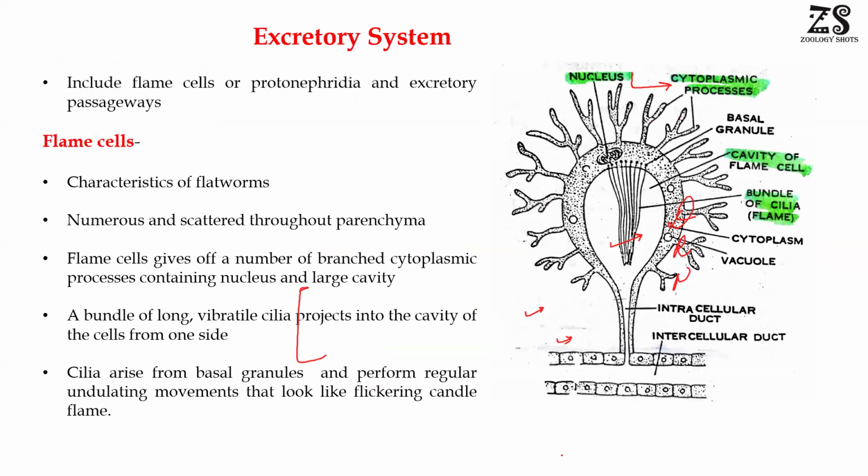So if we talk about the excretory system, then it consists of basically two components. First is your flame cells, which is also known as protonephridia. It is the characteristic feature of your platyhelminthes. And second is your excretory passageway.